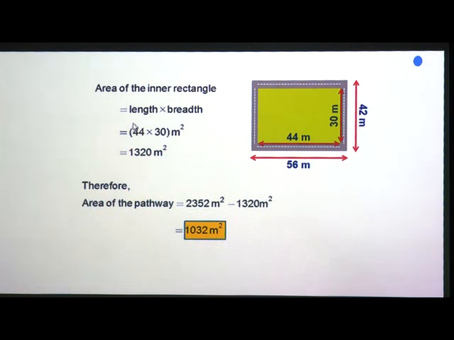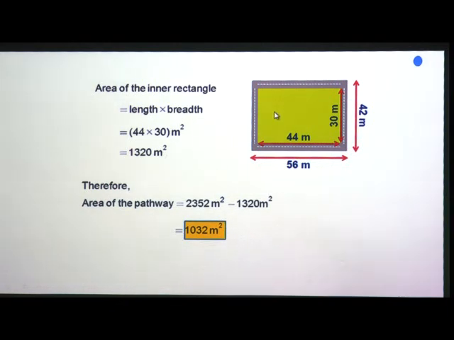So, what is the length? We calculated it as 44 meter, multiplied by the breadth, which is 30 meter, in meter square. So, 44 multiplied by 30, you can use the magic of 0, and the value will be 1320 meter square. It is the area of the inner rectangle.